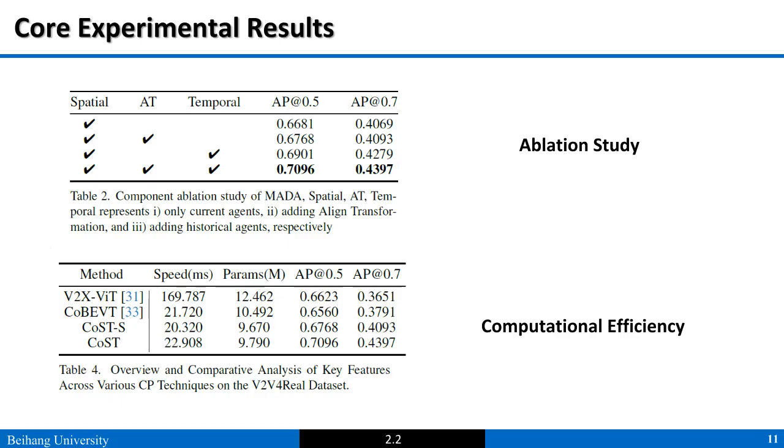The computational efficiency, bottom table, compares our CoST framework with other baselines. CoST achieves the highest accuracy while maintaining a competitive inference speed and relatively low parameter count compared to V2X-ViT and CoBEVT. This demonstrates that CoST is both effective and efficient.